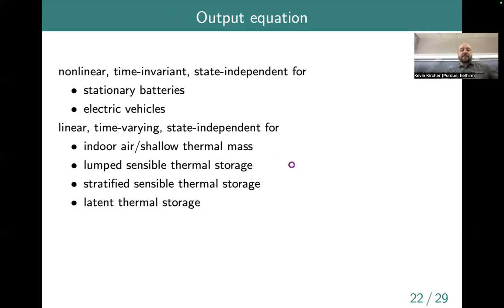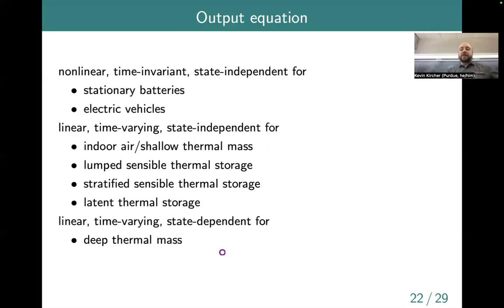And then for everything else, the output equation is linear, but it is time varying as well, and independent of x, the state, except for the deep thermal mass, where it's really weird. There we have a linear and time varying output equation that also depends on the state. So this is why we put in that function g, we put in the dependence on x, basically to accommodate the deep thermal mass model. And we put the dependence on time, k, in order to accommodate these time varying models.